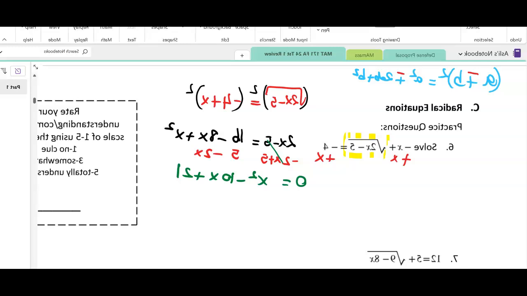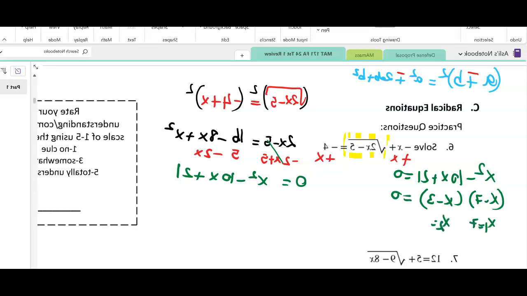Now I need to use some quadratic factoring techniques, if possible. Then x squared minus 10x plus 21 equals 0. That will give me x minus 7 times x minus 3, equal to 0. So one root will be 7, the other root will be 3. Now, because we solve a radical equation, we cannot say that both of them will be true. We have to test it. This is the other thing about radical equations.